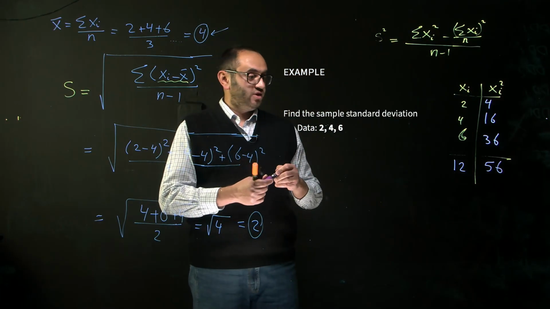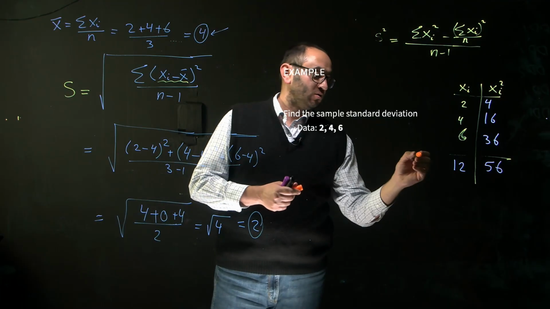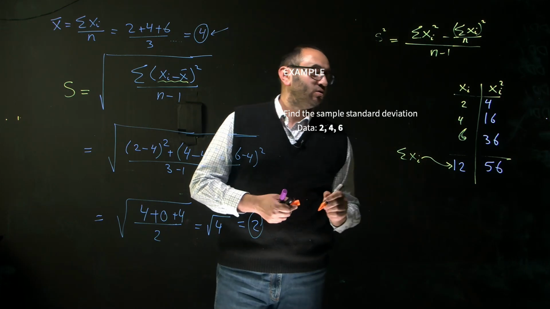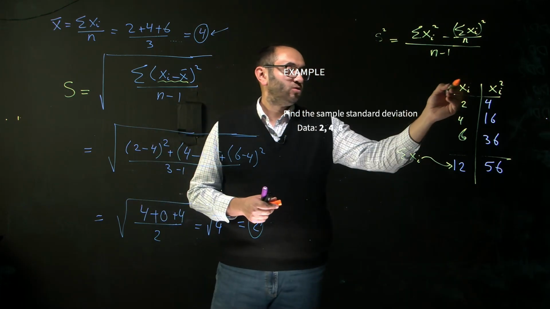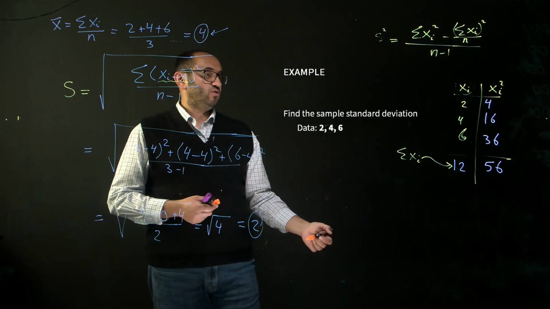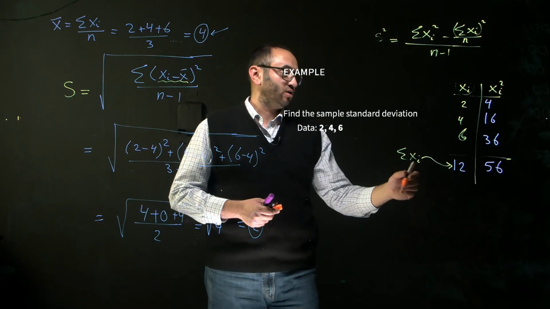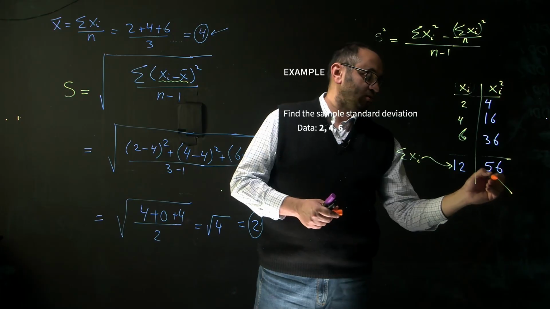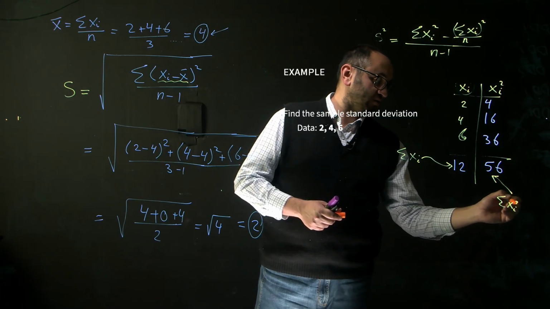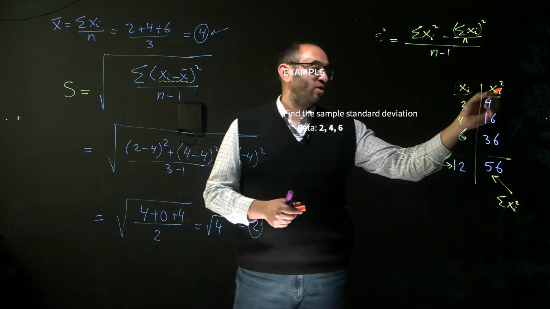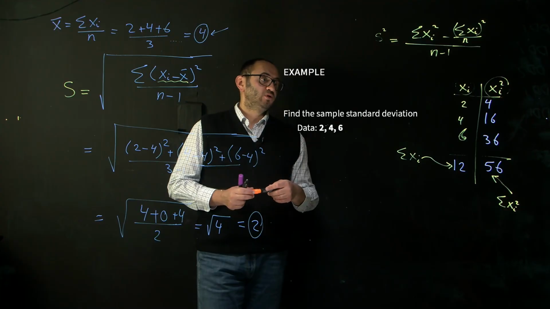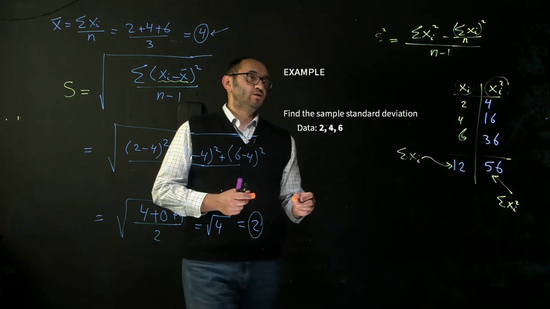Okay? Now, this notation here is summation xi, right? Because this is the xi column, and we are calculating the sum of that column. So 12 is summation xi. Similarly, this notation here is summation xi square, because our column is xi square. Okay, now you can plug in the numbers in the formula.